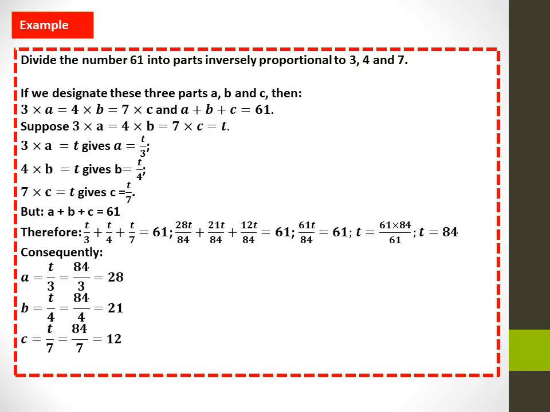Consequently, A equals T over 3 equals 84 over 3, which is equal to 28. B equals T over 4, which is equal to 84 over 4, equals 21. C equals T over 7, which is equal to 84 over 7, equals 12.